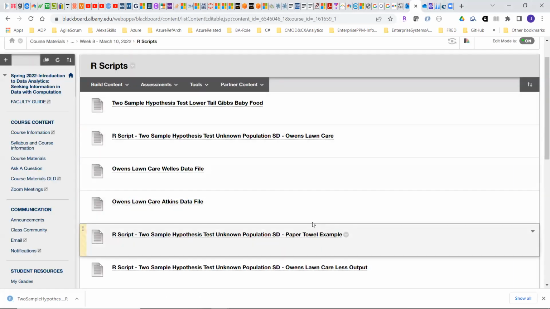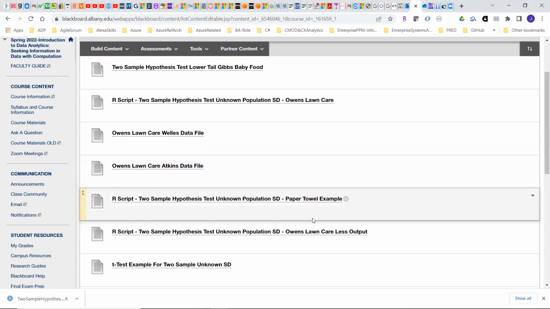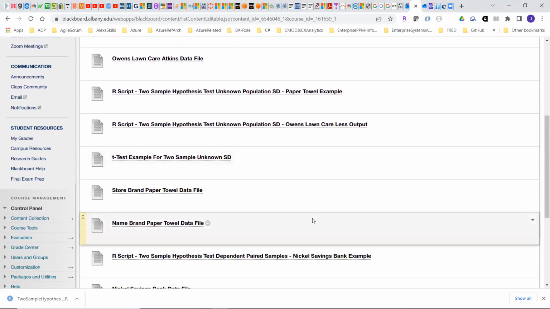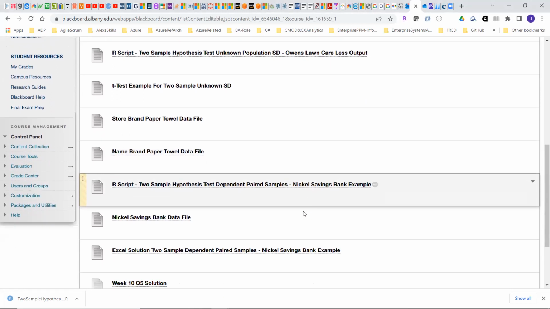And it looks like we're going to get to Owens Lawn Care and the paper towel example next time. Yeah, and the savings bank, we'll get to that next time.